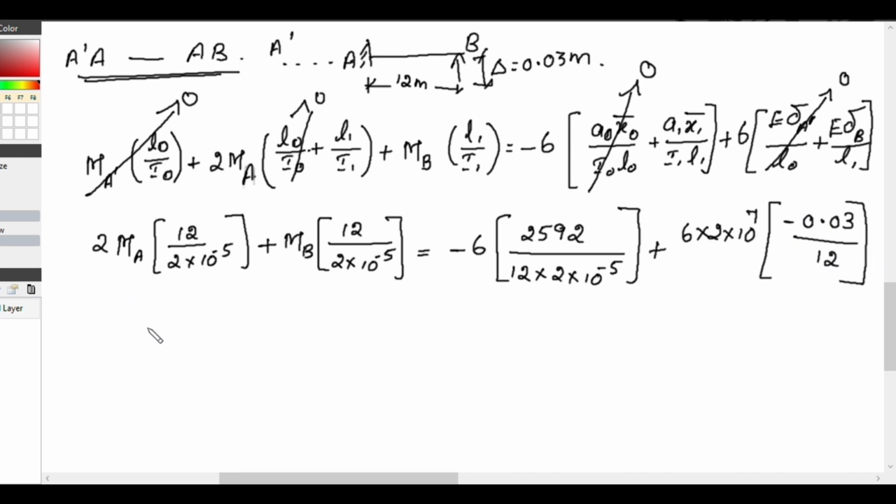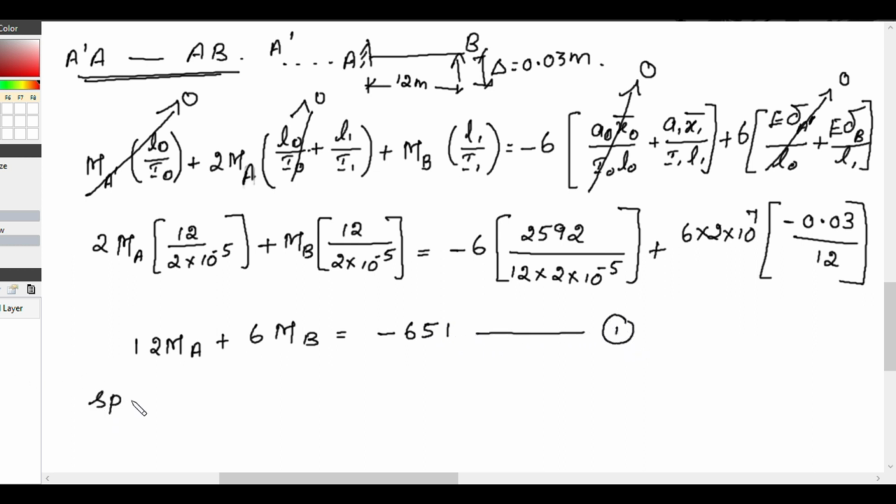So what we get is 12 MA plus 6 MB is equal to minus 651. This is our equation number 1.